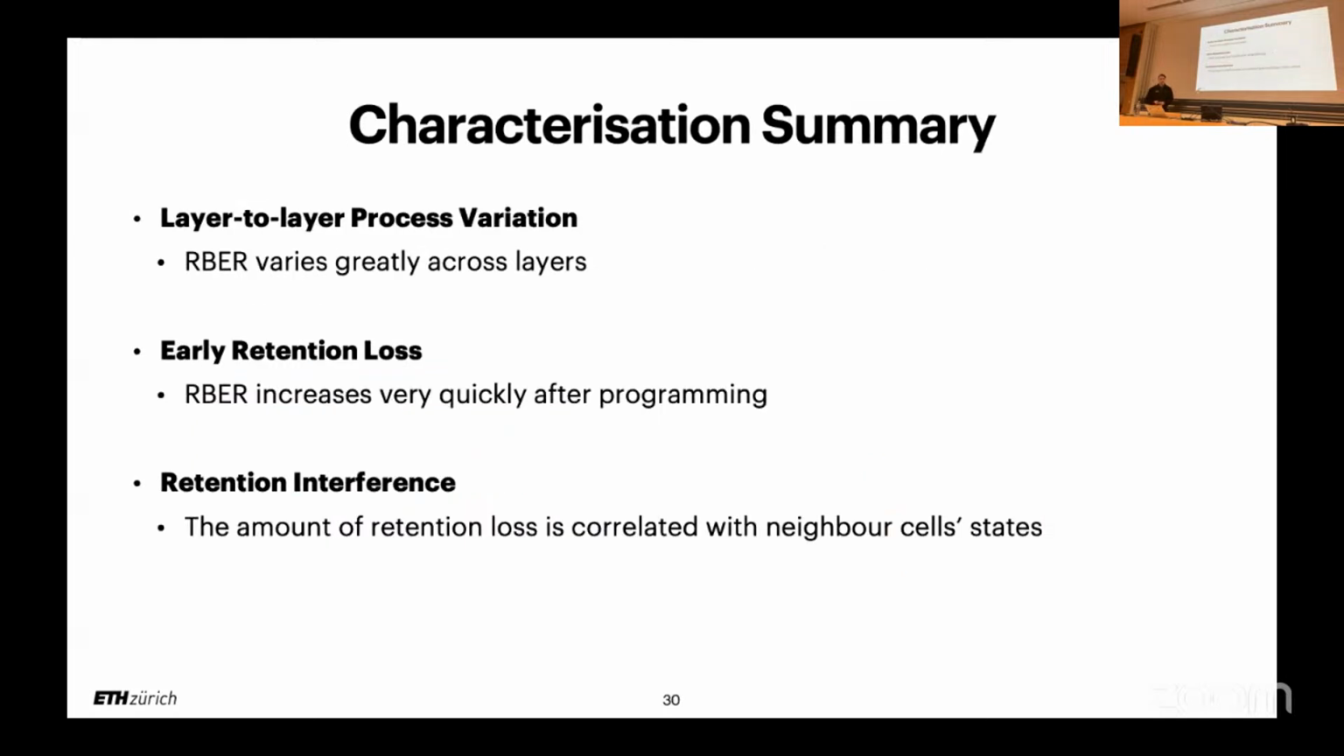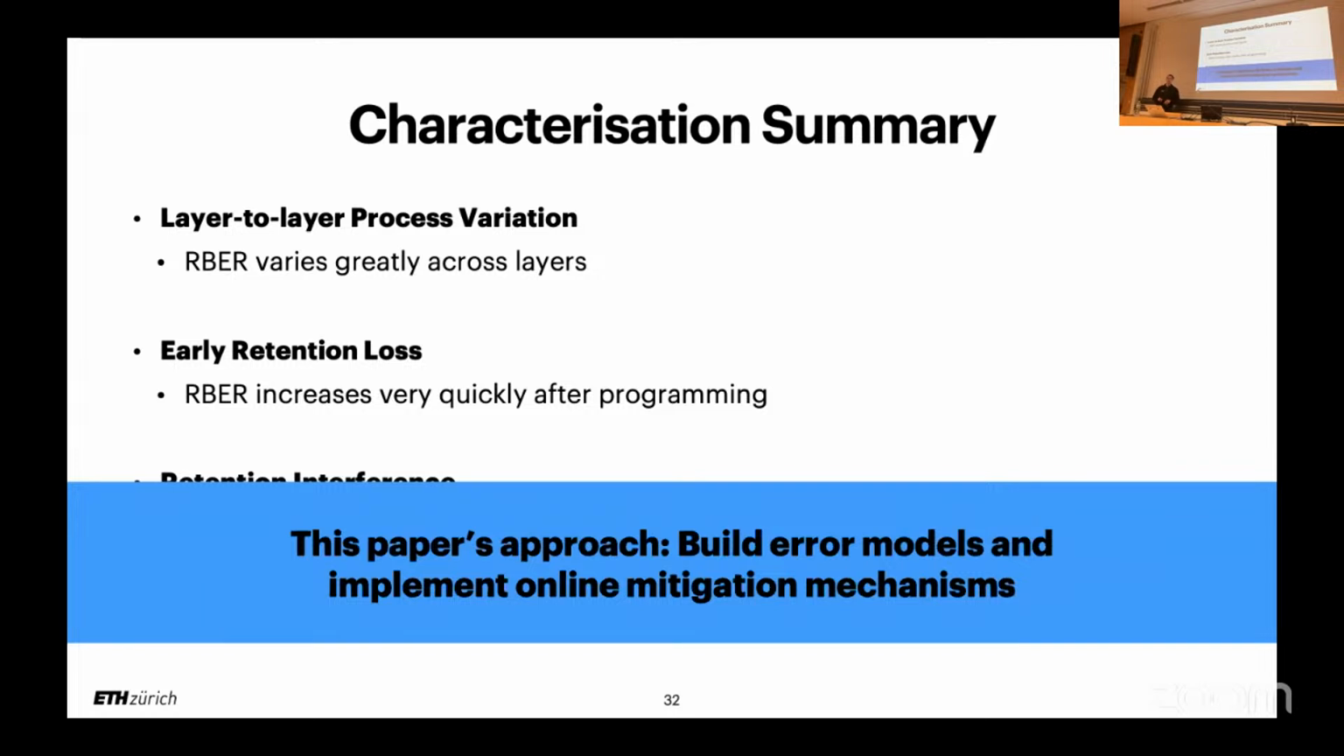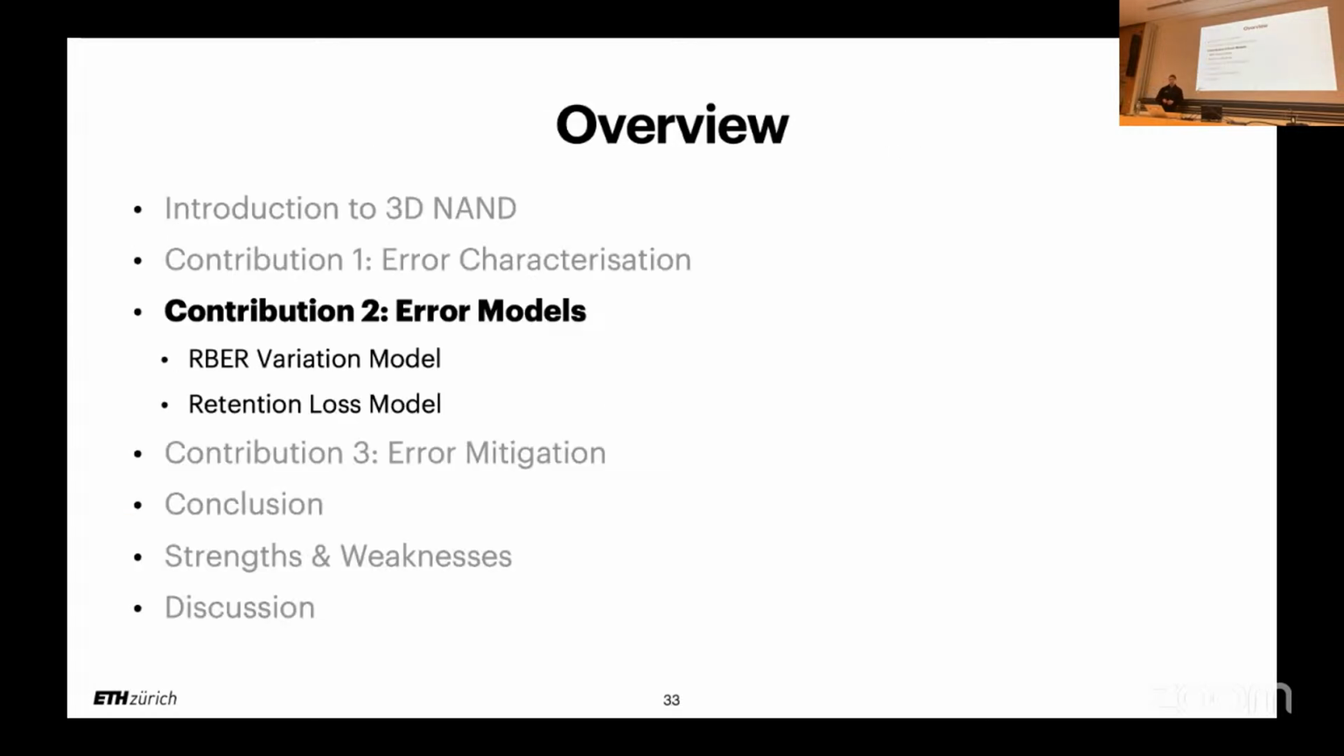So quickly summarizing this, we have layer-to-layer process variation, where due to manufacturing defects and imperfections, we basically have different error characteristics along different layers. And early retention loss, where charge leaks out of a cell and changes the value stored. Retention interference, which is basically how vertically adjacent cells change this early retention loss. Now, we must correct this somehow. We must find some sort of mechanism to tolerate these errors. And the paper proposes to build different error models and to implement online mitigation mechanisms. Moving on to the error models.